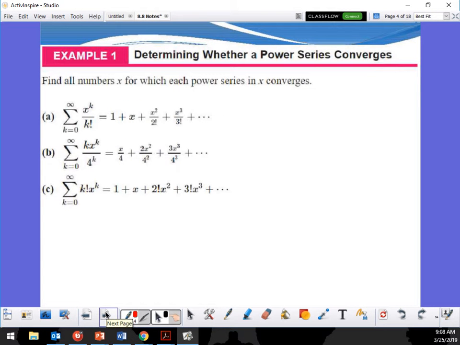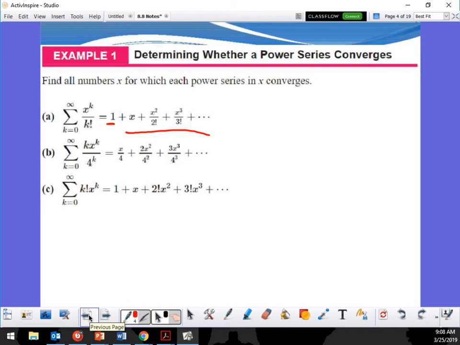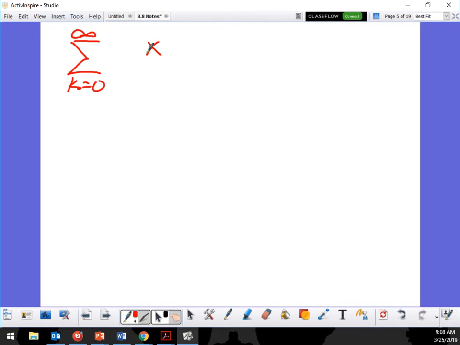Now for this one right here, let's see. This one starts at k equals 0, so that means this is my first term plus the sum of my terms from there. So let's take a look. I have the sum from k equals 0 to infinity of x to the k over k factorial. X to the k over k factorial.